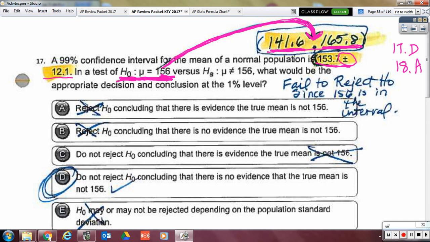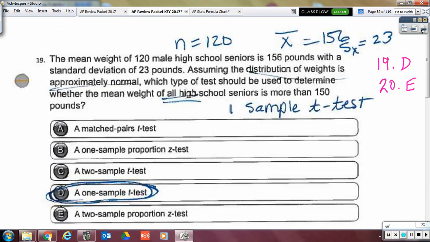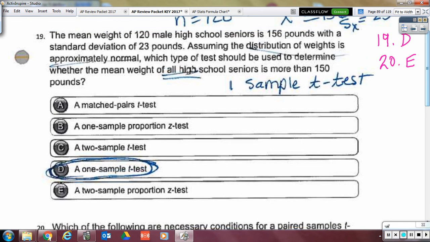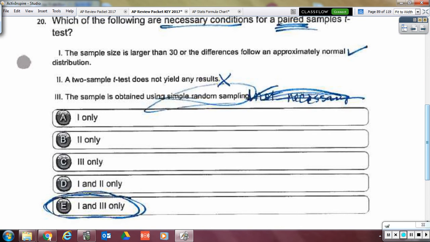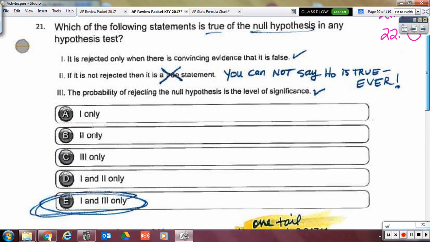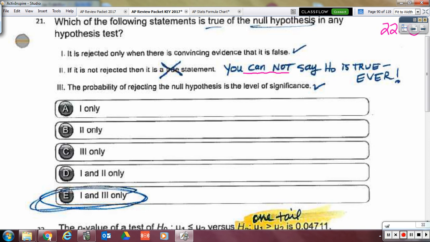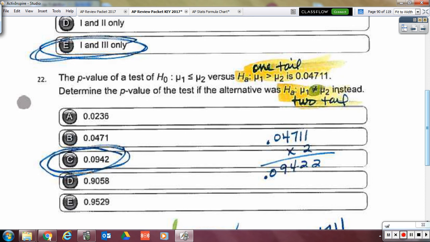All right, so we never say the null is true. No, the null is not true. Okay, but I do not have evidence to reject it. So there we go. Number 18, so 17 is D. Number 18 is A. Number 19 is D. Okay, and number 20 is E. Okay, number 21 is E. Looky here. Right there, Austin. You cannot say the null is true. Ever. Never, ever, ever. Okay. Number 22 is C.